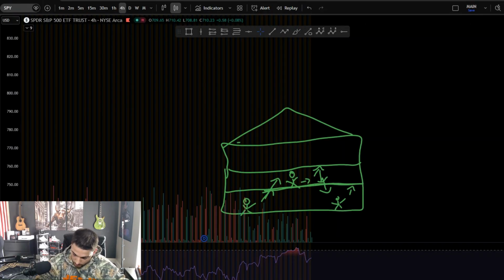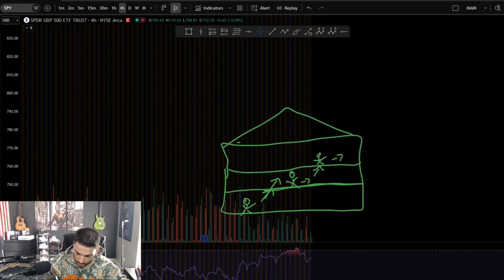Now, if we go through the ceiling, right, and we come up, well, then what? Now we're on the third floor and we're good to go. So that's literally how stocks work as far as support and resistance.